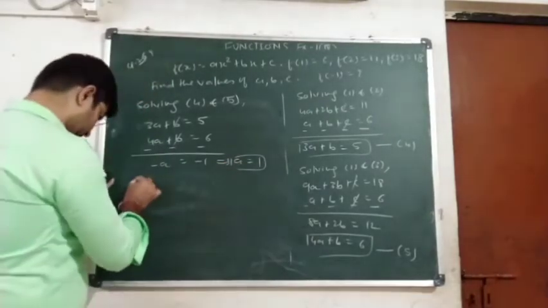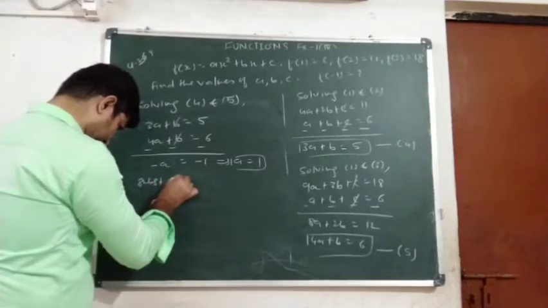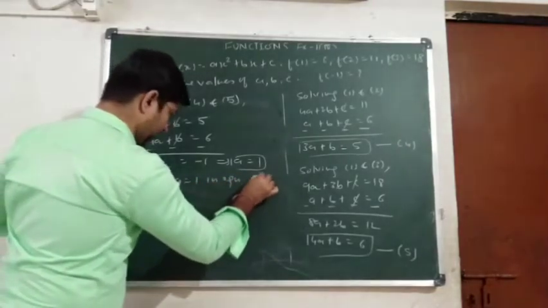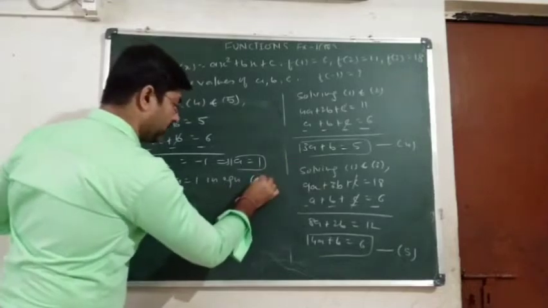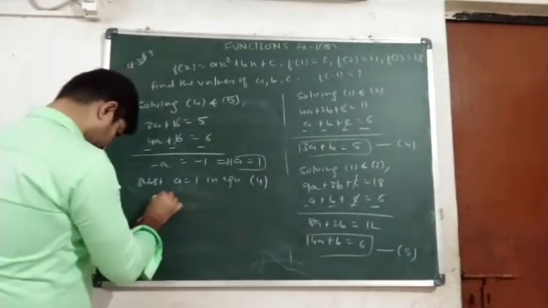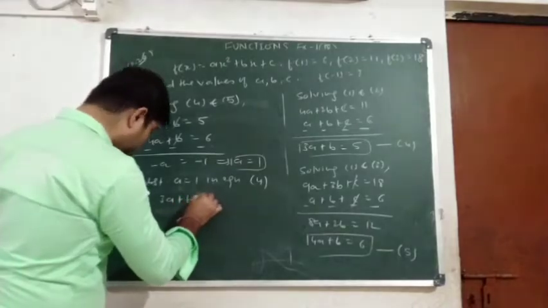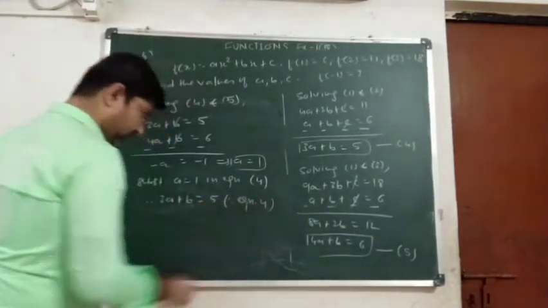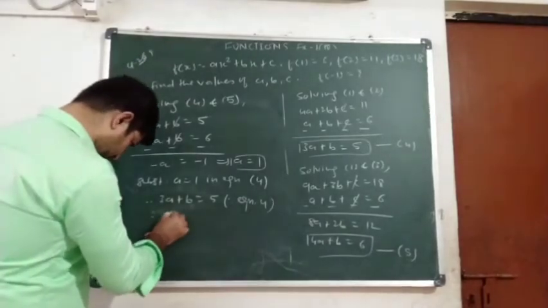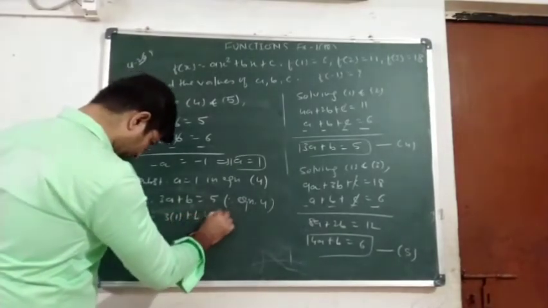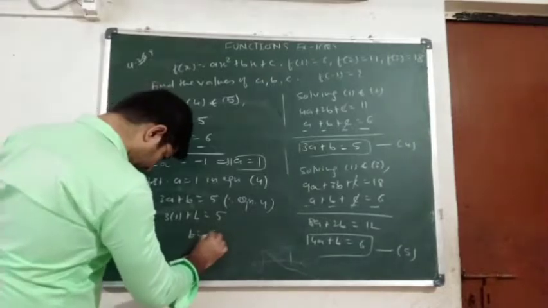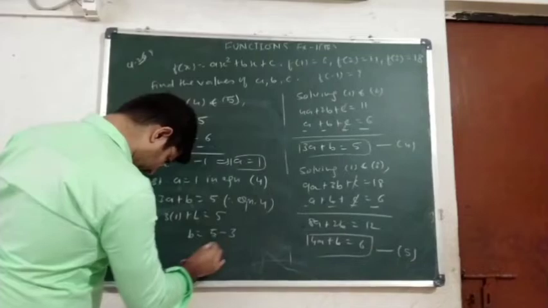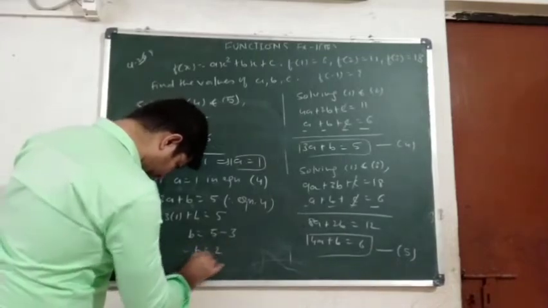Substituting a is equal to 1 in equation 4. Therefore 3a plus b is equal to 5. This is equation 4. Let us put a is equal to 1. So 3 into 1 plus b is equal to 5, or we will get b is equal to 5 minus 3, and therefore b is equal to 2.